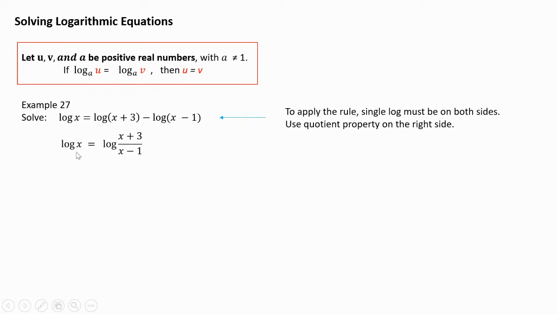Now we have the same log on both sides, and there's no base written, so I know it's base 10. So now we can apply the rule. By applying the rule here, again, we have the same log with the same base.